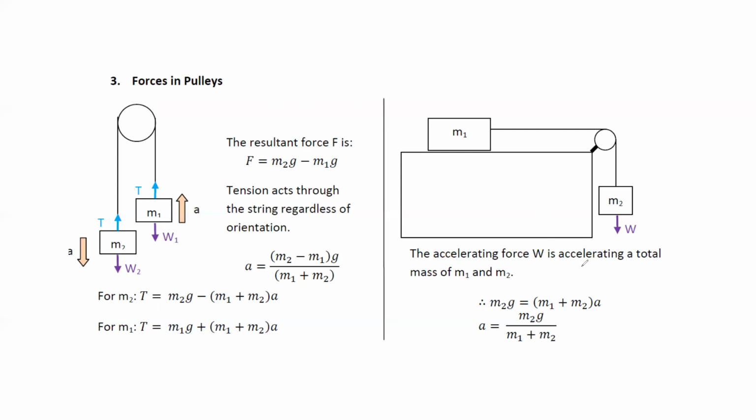And in the same way, if the object is on an inclined surface, we can also use that. If the object is accelerating downward, we can use this equation: the resulting force is equal to ma. Here the weight is acting downward, and this T is the tension. So the accelerating force is m2g, which equals (m1 plus m2)a, because the total mass of the system is m1 plus m2.